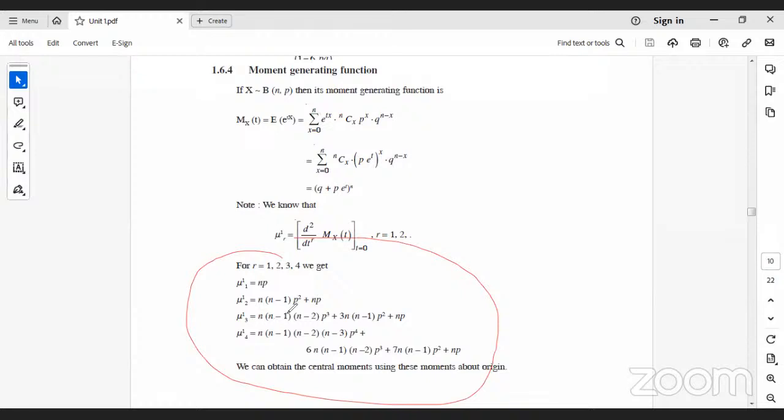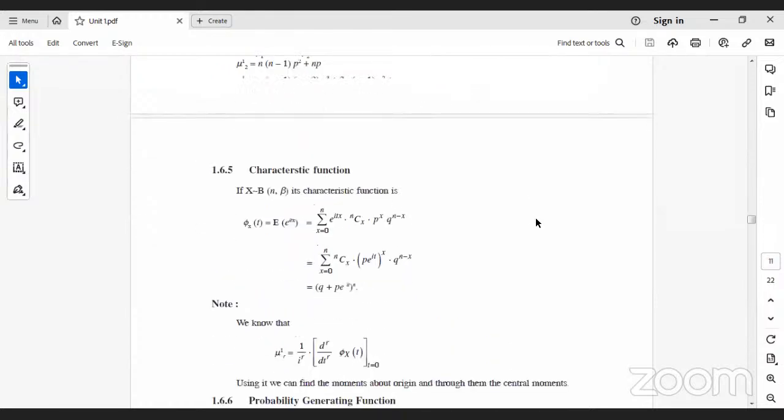Mu2 dash is equal to n into n minus 1 p square plus np. Mu3 dash is equal to n into n minus 1 n minus 2 p cube plus 3 n into n minus 1 p square plus np. Mu4 dash is equal to n into n minus 1 n minus 2 n minus 3 p power 4 plus 6 n minus 1 n minus 2 p cube plus 7 n minus 1 p square plus np. We are obtaining the central moments using the moments about the origin. These are the most important formulas we can use here.